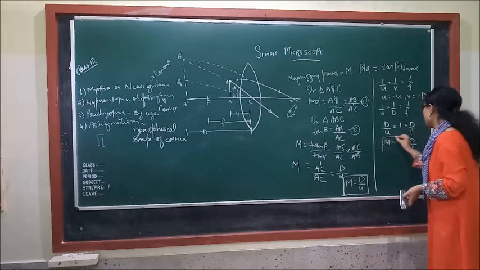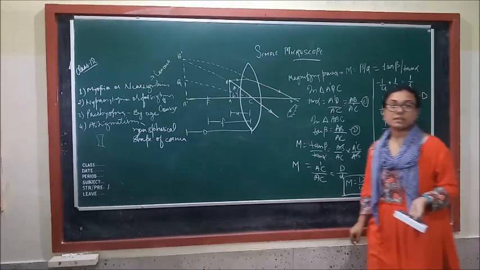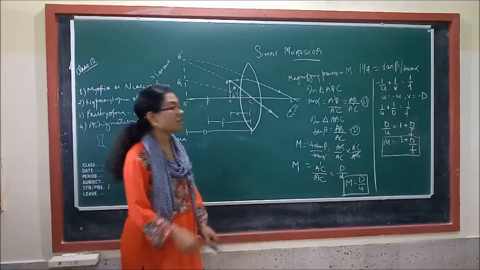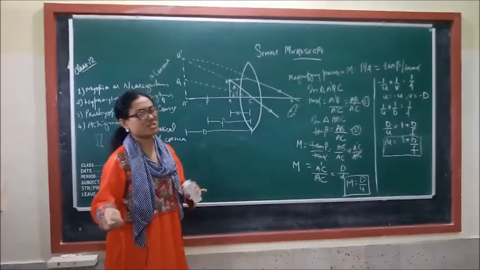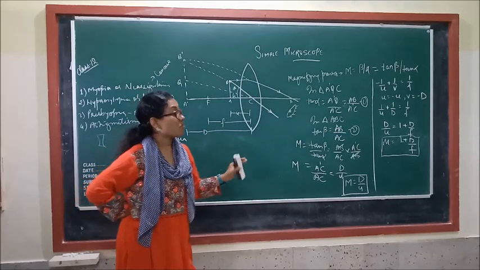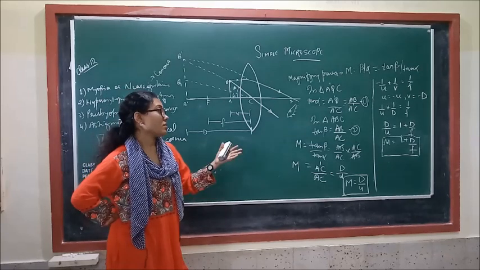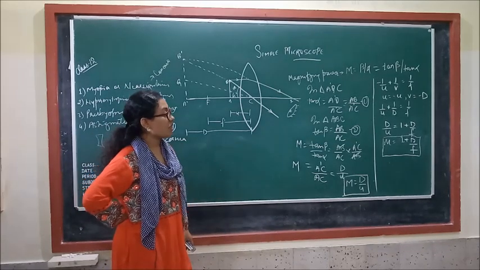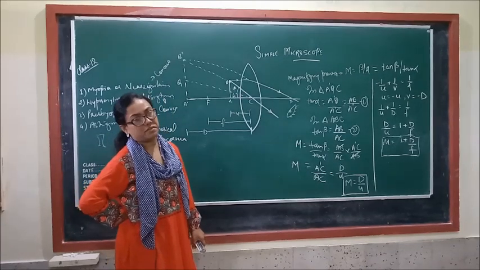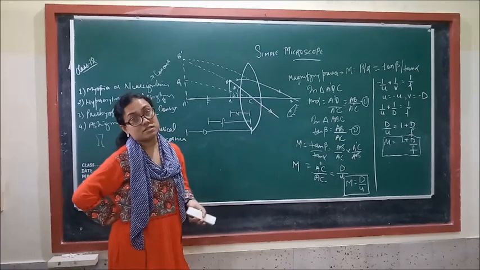So this is the case when the image is at the least distance of distinct vision. Here you will have to do a little calculation for d by u, like taking the LCM. Convert it, it will come in the form of d by u, and the result is 1 plus d by f. So one value of magnification is d by u, another value of magnification is 1 plus d by f. One is when the image is at infinity, another when the image is at the least distance of distinct vision.